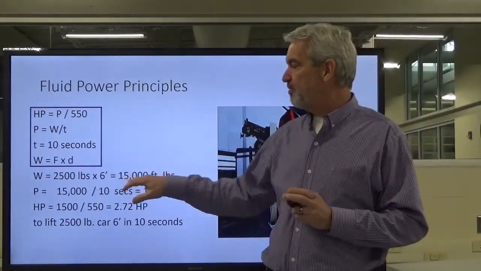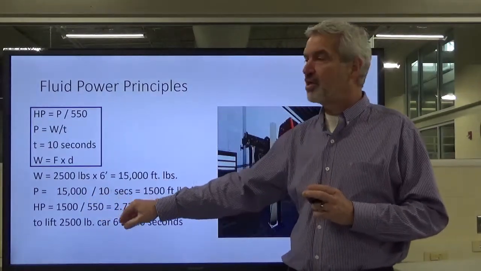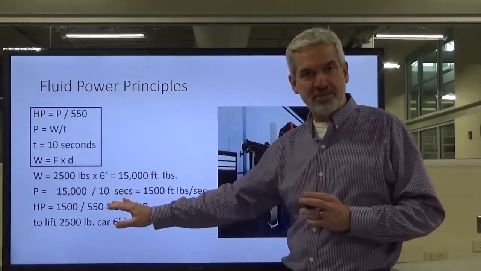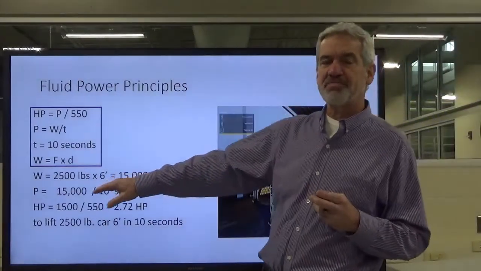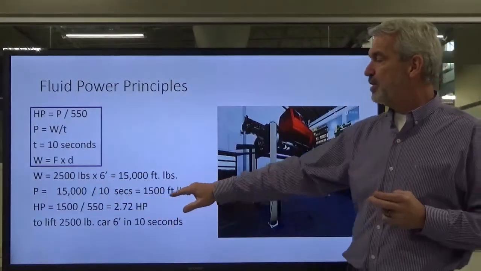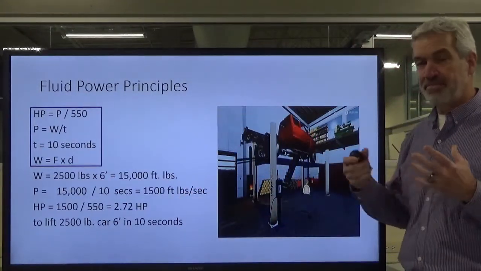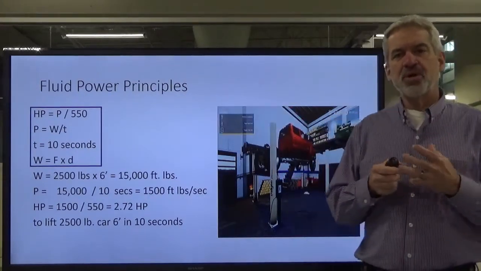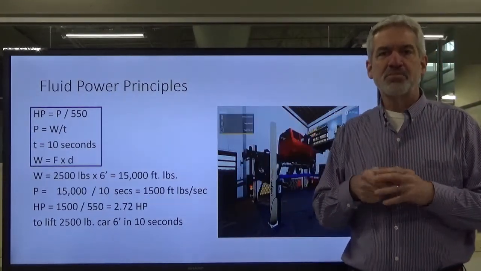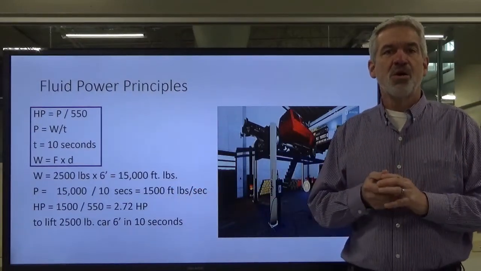Well, we came up with 15,000 foot-pounds. We divided that by 10 seconds because it's the amount of work over a period of time, and over means divide. So we take 15,000 divided by 10, and we're going to need 1,500 foot-pounds per second of power. We also said that we don't really talk about power in terms of foot-pounds per second. We speak in terms of horsepower.